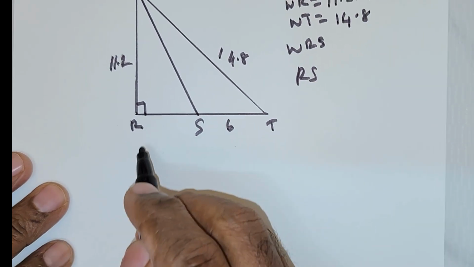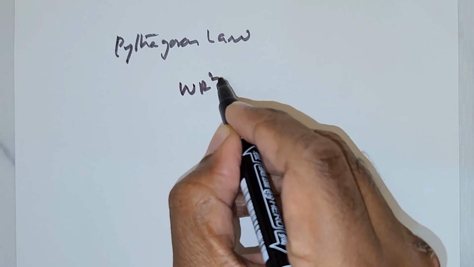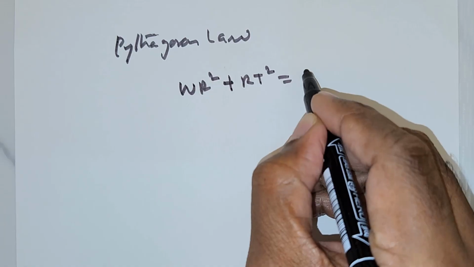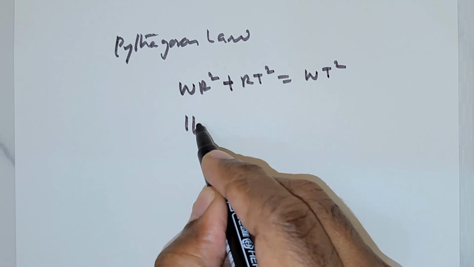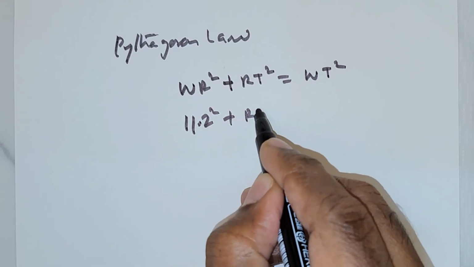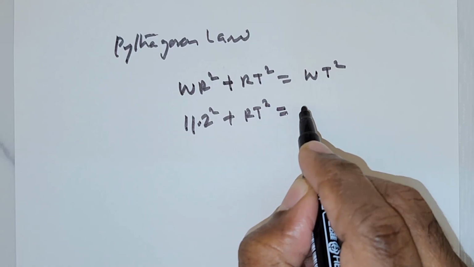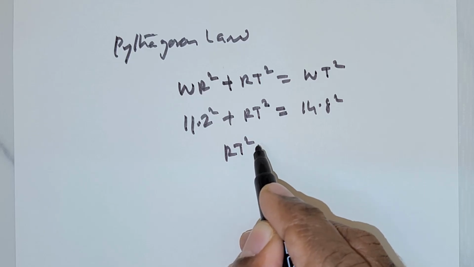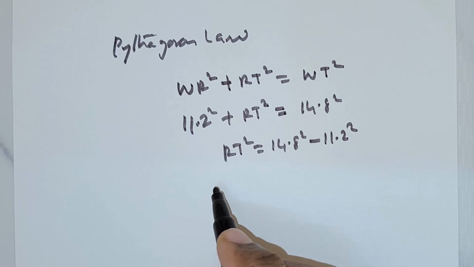Okay, now because this is 90 degrees, the Pythagoras law is going to be WR squared plus RT squared is equal to WT squared. Now WR squared is 11.2 squared, RT squared is to be found, and WT squared is 14.8 squared. So RT squared is equal to 14.8 squared minus 11.2 squared.